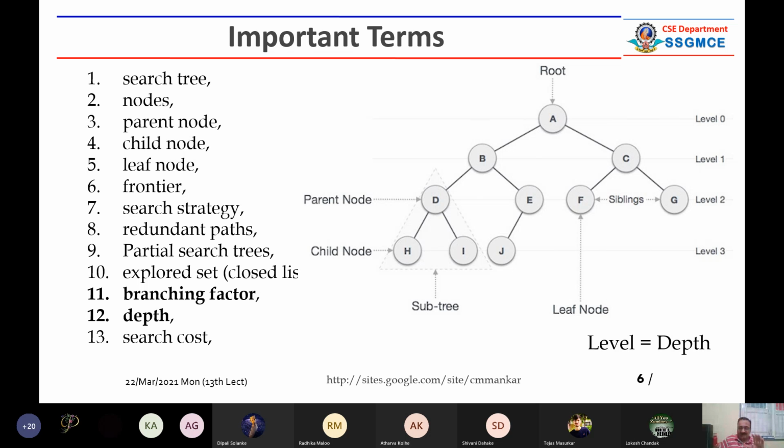So this is a sample example of a tree. The same terms can be used for a graph. The graph is normally closed. In a graph, there is no concept of leaf nodes like that. So all these 13 terms are there, and we shall learn about them.